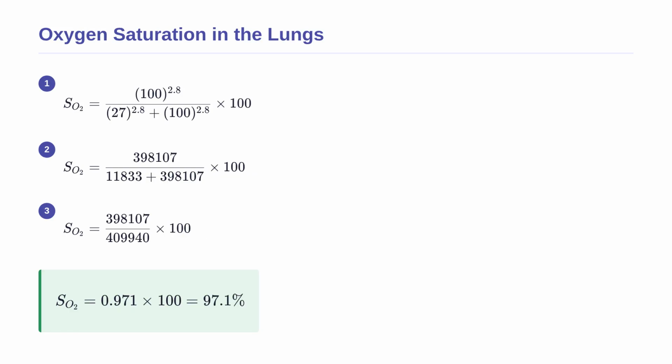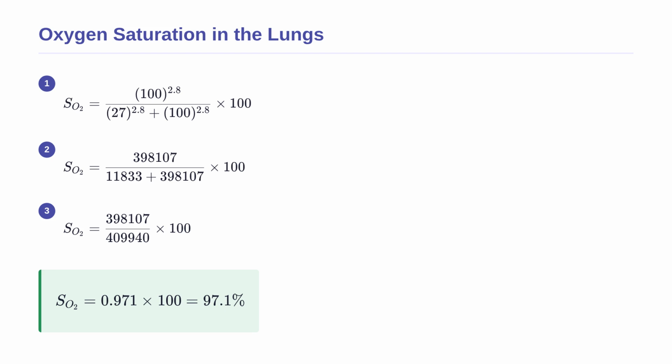With our formula ready, let us calculate how full our hemoglobin delivery trucks are when passing through the lungs. We are given a lung oxygen pressure of 100 millimeters of mercury. We substitute this, along with our standard constants of 27 for P50 and 2.8 for the Hill coefficient, into the equation. Following the order of operations, we first calculate the exponential terms, yielding approximately 398,107 in the numerator and 11,833 plus 398,107 in the denominator.